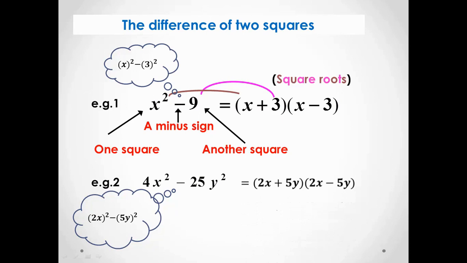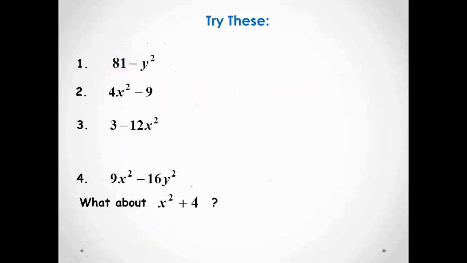So again, the key to factorize using the difference of two squares is just to identify if there are two perfect squared numbers, and there must be a minus sign between those two. If there's not a minus sign, then it cannot be factorized using the difference of two squares. Alright, so feel free to pause the video and try these.